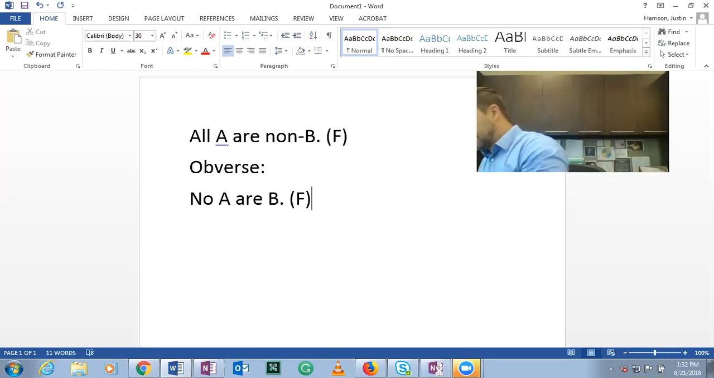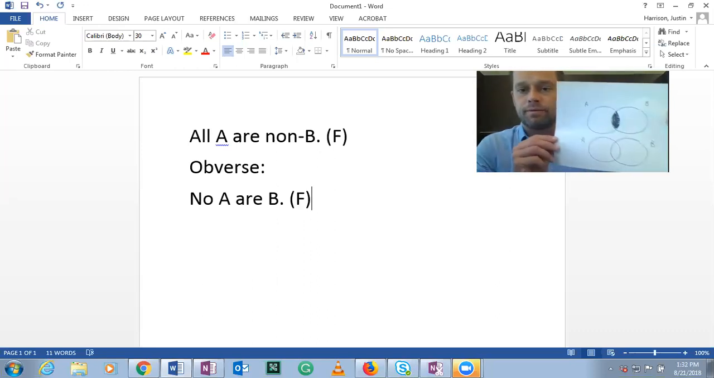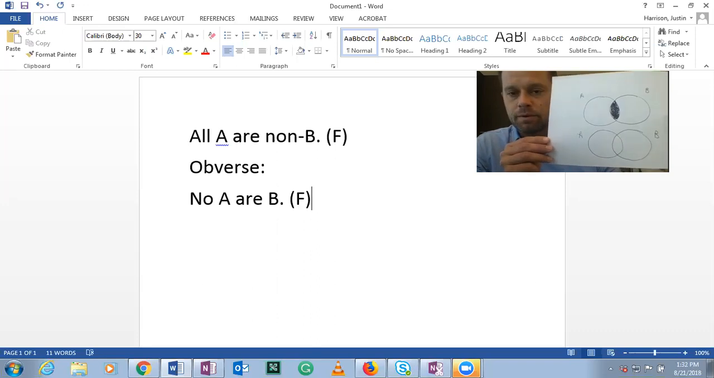All right, now let's do a Venn diagram for the second statement. This one's easier, because it's one of our standard categorical forms: no A are B. Again, this is saying it cannot be the case that there exist some A's that are B's. The A's that are B's live right in here. So if no A's that are B's live in here, then we need to shade to create emptiness there.